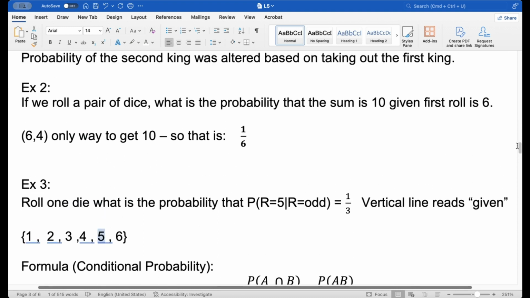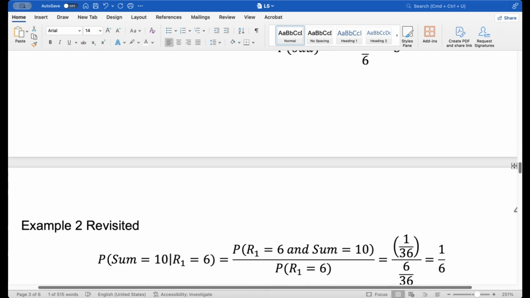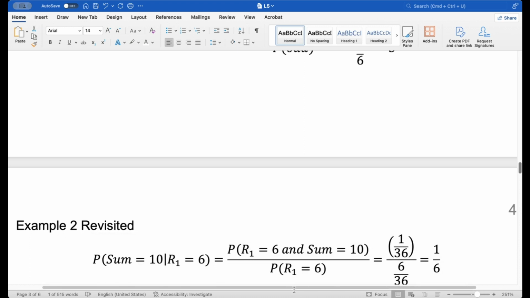Now we're going to revisit the second example. Sum is 10, given the first roll is 6. So it's the probability of the overlap. Roll 1 is 6 and the sum is 10, divided by the probability that roll 1 is 6. The probability that roll 1 is 6 is really 1 out of 6. I converted that to 6 over 36 just to have a common denominator. You'd still get the same answer either way.